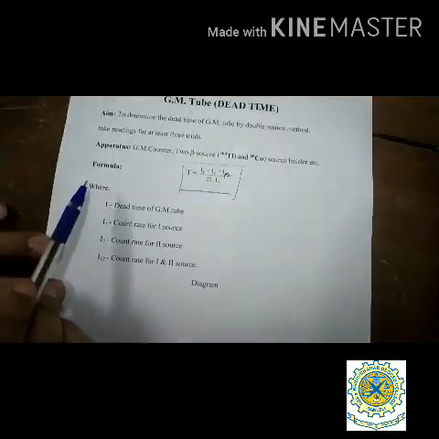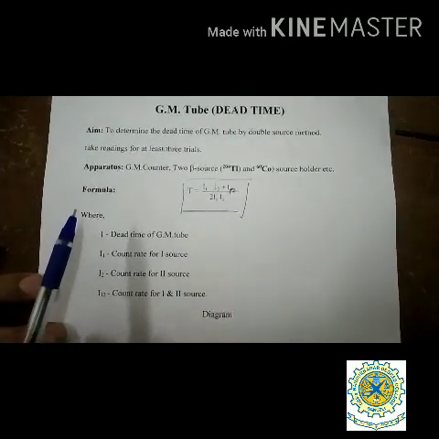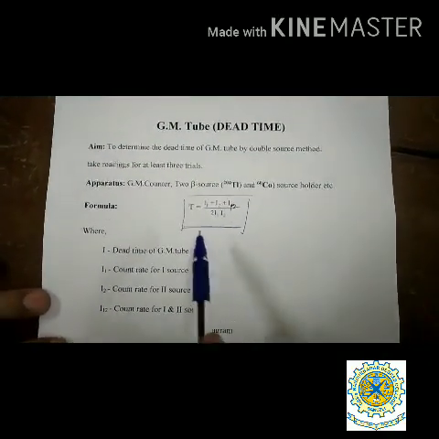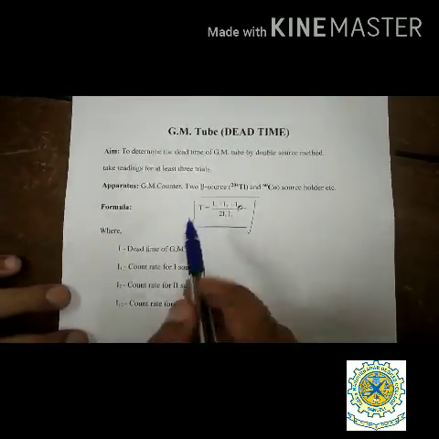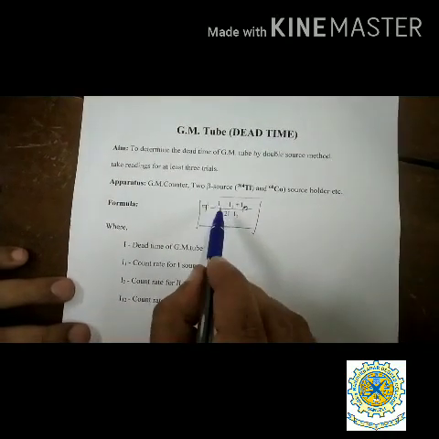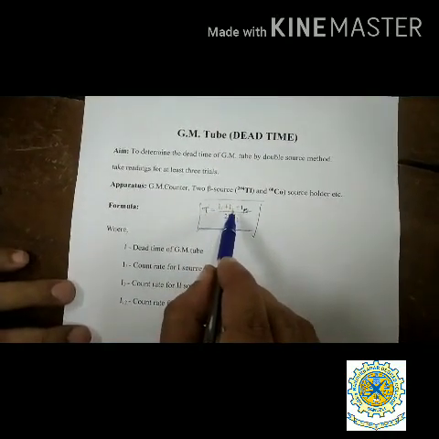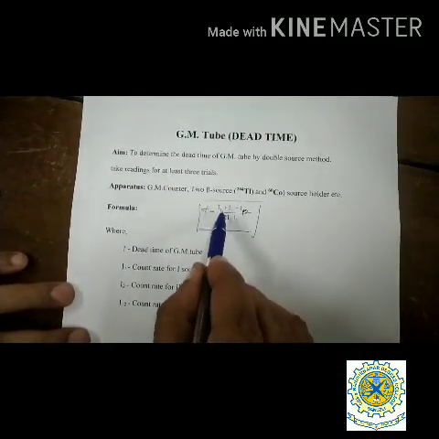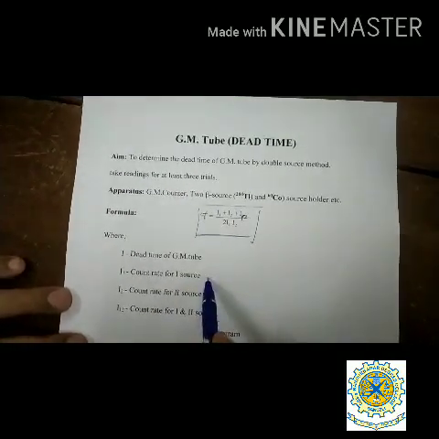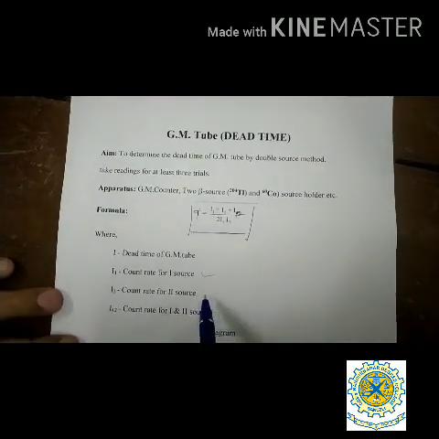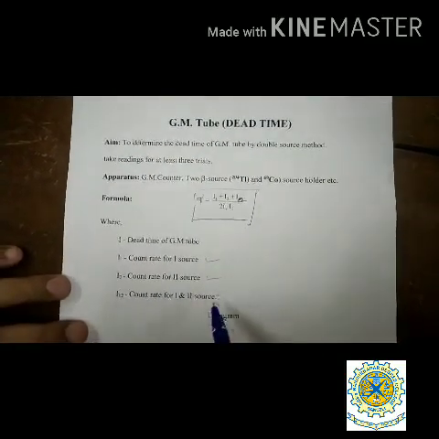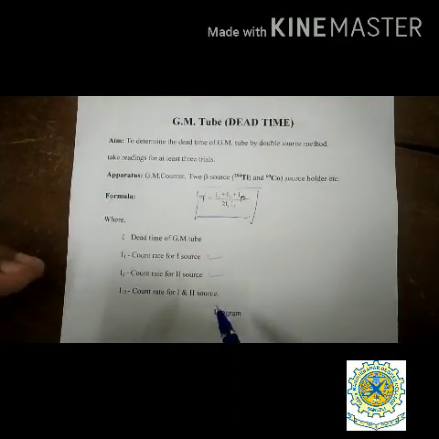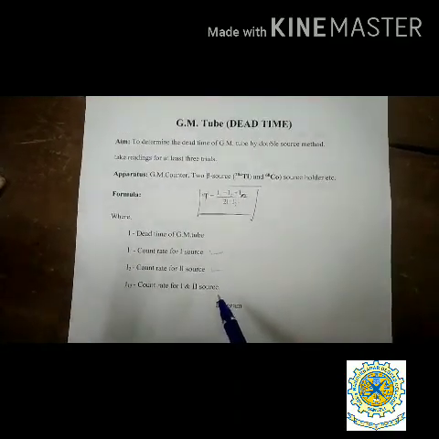It is to be used to find the dead time of the GM tube by the double source method. The dead time, tau, equals (I1 plus I2 minus I12) divided by 2 I1 I2, where I1 is the count rate of the first source, I2 is the count rate of the second source, and I12 is the count rate taken when both are kept at one time.